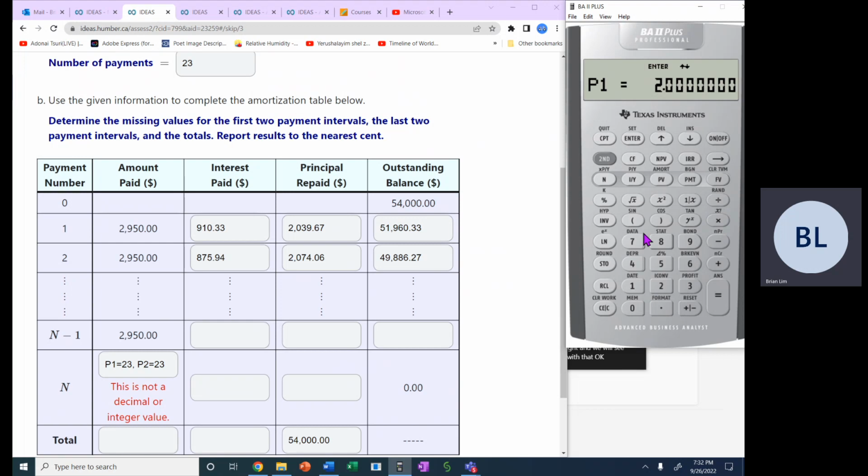Okay, so let's go back now. And so payment number 22. So let's clear that there. Put in 22 for P1. Likewise, we put in 22 for P2. And we get the balance.